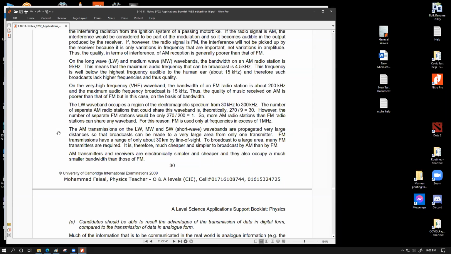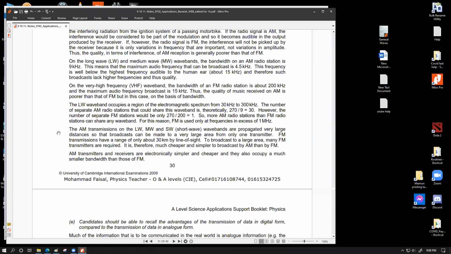To broadcast to a large area, many FM stereo transmitters are required. It is therefore much cheaper and simpler to broadcast by AM than FM. What their meaning is that if you use an AM transmission process for a radio, you can use one AM antenna, one radio transmission center, to cover a huge area because it has a really large amount of range. The range is not even mentioned, just very large distances. Whereas a typical FM station can cover up to 30 kilometers within line of sight.